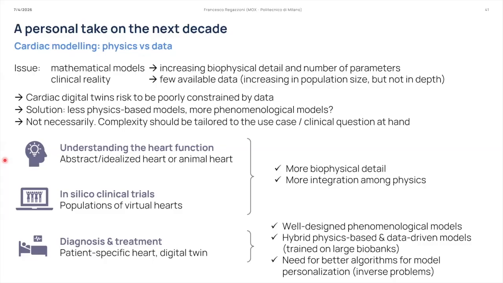Instead, to develop patient-specific digital twins, well, in many cases, a well-designed phenomenological model can be better. Maybe even better could be hybrid models that bridge physics-based components with data-driven components trained on large biobanks. And in any case, we need better algorithms for model personalization, so algorithms that are really tailored to the data that we have in clinical practice.